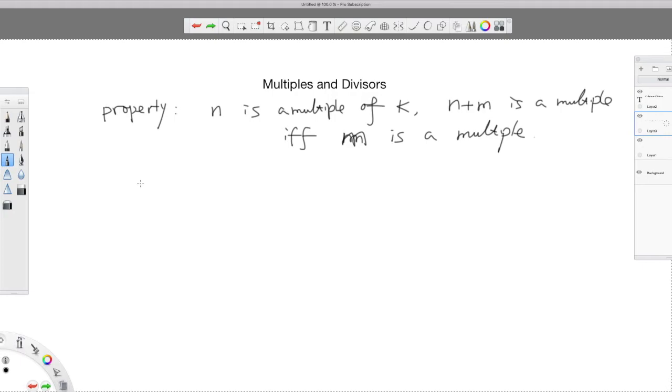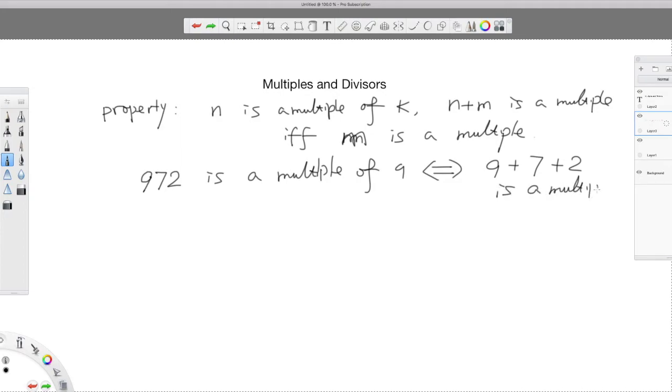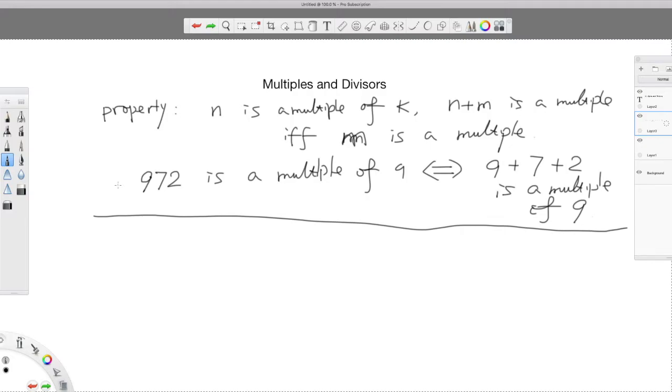So let's actually take the example of 972. I'm going to show that 972 is a multiple of 9 is equivalent to 9 plus 7 plus 2 being a multiple of 9. And you will see that what I'm going to show is universal. Whatever digits there are, you use the same method to prove the same thing. Let's look at 972.